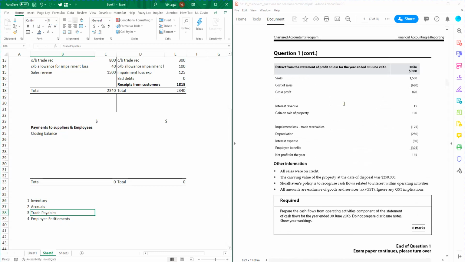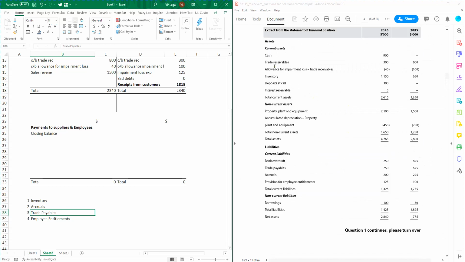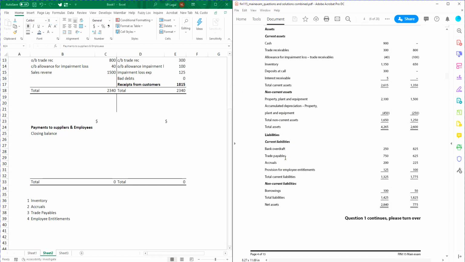Now, as a first check, let's just make sure that those are actually on the balance sheet and that we're not missing anything else. So looking for anything to do with suppliers and employees. Okay, so trade receivables, that's important for suppliers because you're buying from suppliers. You've got an impairment loss for trade receivables. You've got inventory, so we need to cover that. Deposits at call, not really relevant. Interest receivable, not relevant. These are all like investing things. PP&E, not relevant. Okay, trade payables, that's relevant, so we've got that down there.